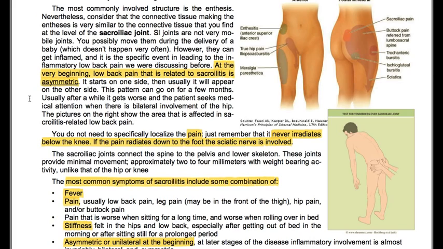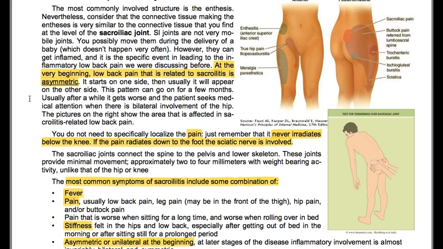Nevertheless, consider that the connective tissue making the enthesis is very similar to the connective tissue that you find at the level of the sacroiliac joint. Sacroiliac joints are not very movable joints. You possibly move them during the delivery of a baby. However, they can get inflamed, and it is the specific event leading to the inflammatory low back pain we were discussing before.